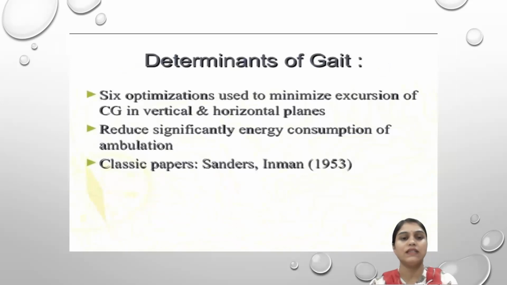Determinants of gait. There are six optimizations used to minimize the excursion of the center of gravity in the vertical and horizontal planes, reducing significantly the energy consumption of ambulation, classically described by Saunders, Inman, and Eberhart in 1953.